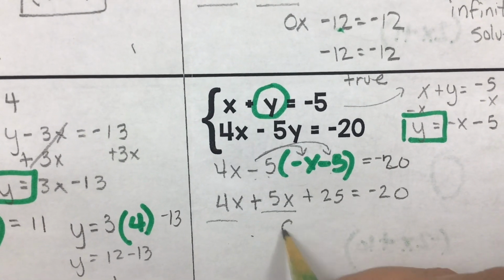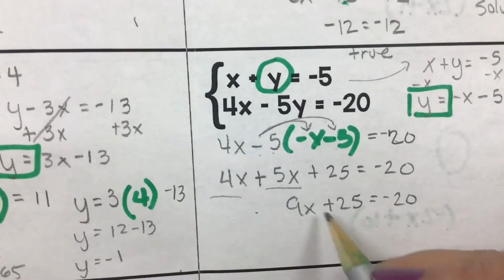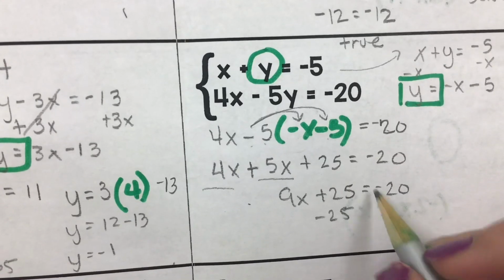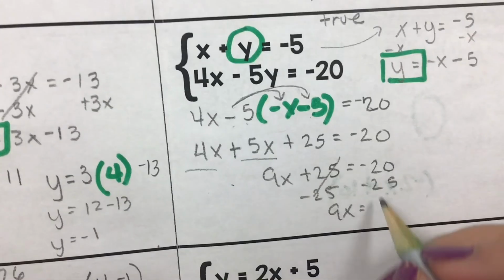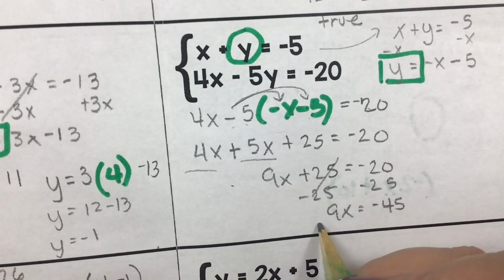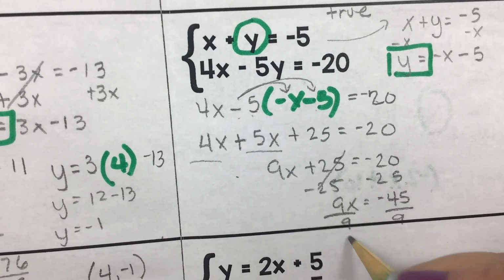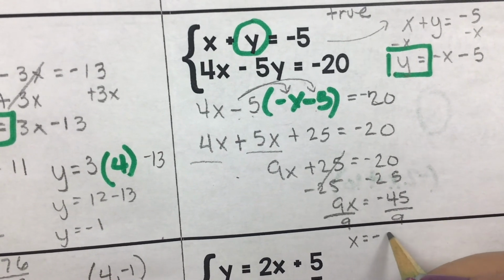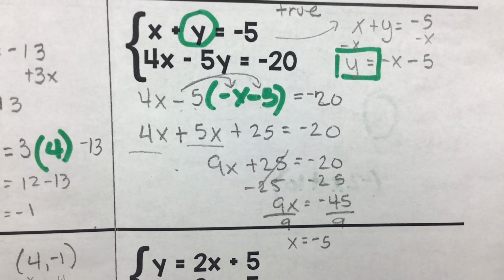Combine like terms, I have 9x plus 25 is equal to -20. Subtract 25 from both sides. 9x is equal to -45. You divide by 9. x is -5.